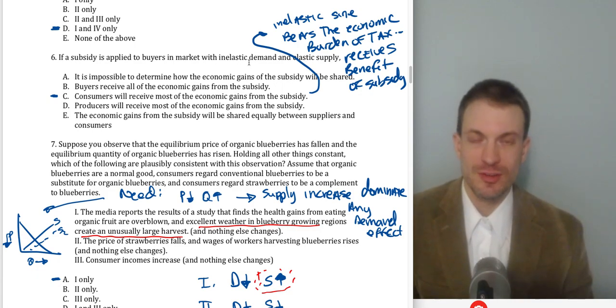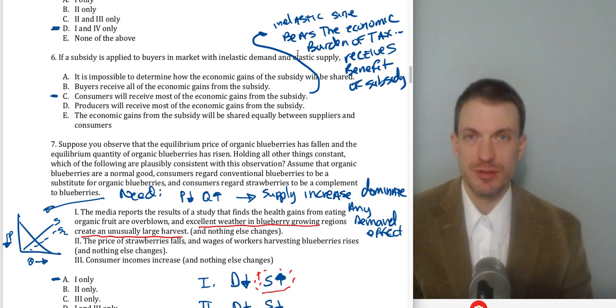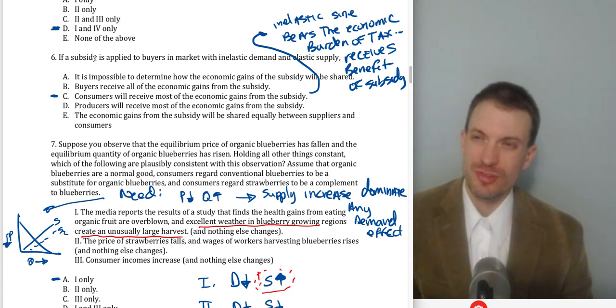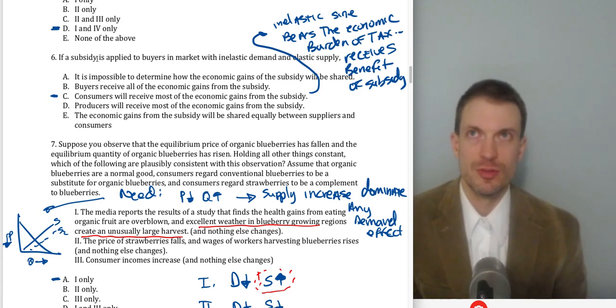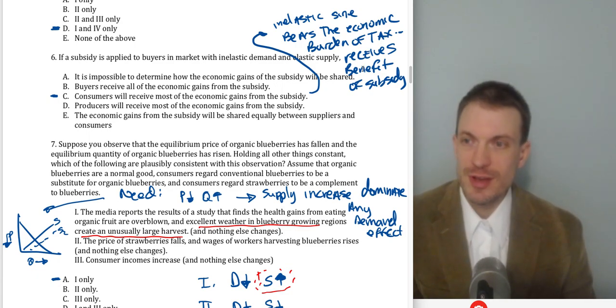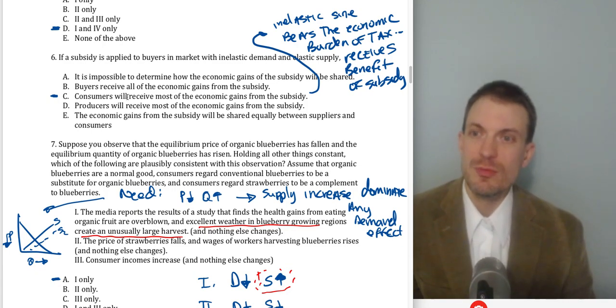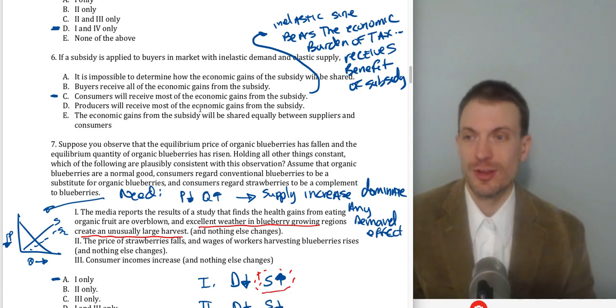Okay, inelastic demand, you want to draw a relatively steep demand curve. Elastic supply, relatively flat supply curve. This is talking about a subsidy. Remember, a subsidy is going to be kind of the reverse of a tax. So we'd think of a subsidy just like we would tax incidence. So what's going to happen? Well, the inelastic side, the steeper side, is going to bear the economic burden of a tax and receives the benefits from a subsidy. Like a subsidy is just a negative tax. And so we'd say consumers would receive most of the economic gains from the subsidy because demand is more inelastic.